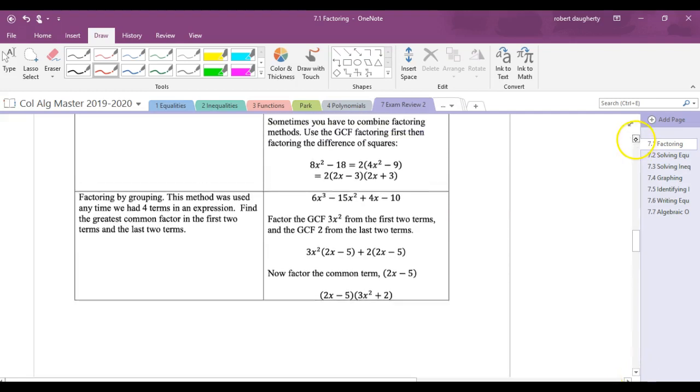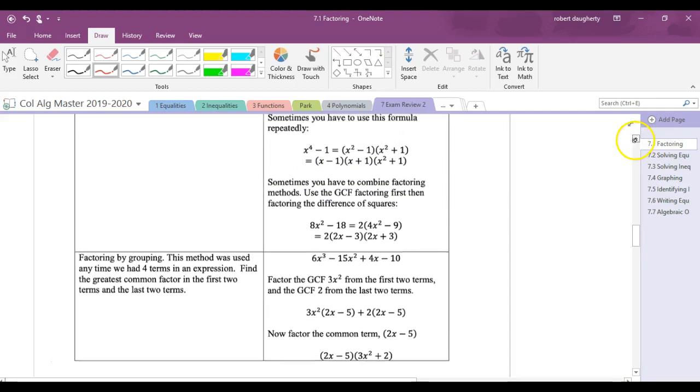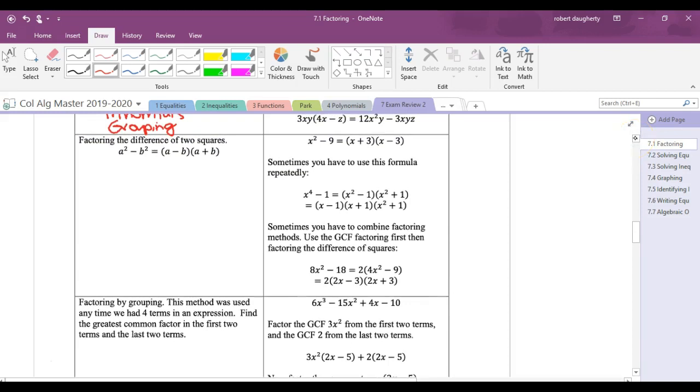Then we moved into the difference of squares. This is the only factoring method where there is a formula that you apply and it works every time. So if you have x squared minus 4, both of those are perfect squares. This factors into x minus 2, x plus 2. So you take the square root of both terms and you factor it in this fashion.